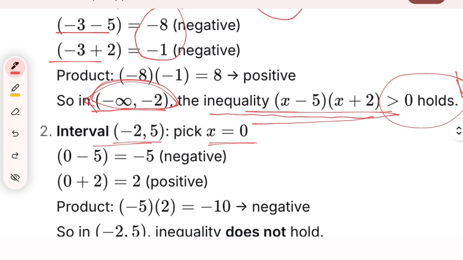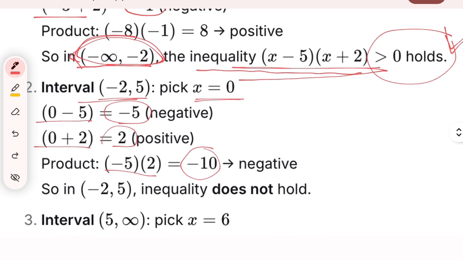What we will do now is substitute 0 into the original inequality. All right? If we substitute it into x minus 5, so 0 minus 5, the answer is negative 5. It's negative, right? So let us substitute it into x plus 2. So 0 plus 2, the answer is positive 2. Remember, we need to multiply them. Negative 5 times 2, the answer is negative 10. Now, does it satisfy the original inequality? The answer is no, it does not hold, because negative 10 is not greater than 0.